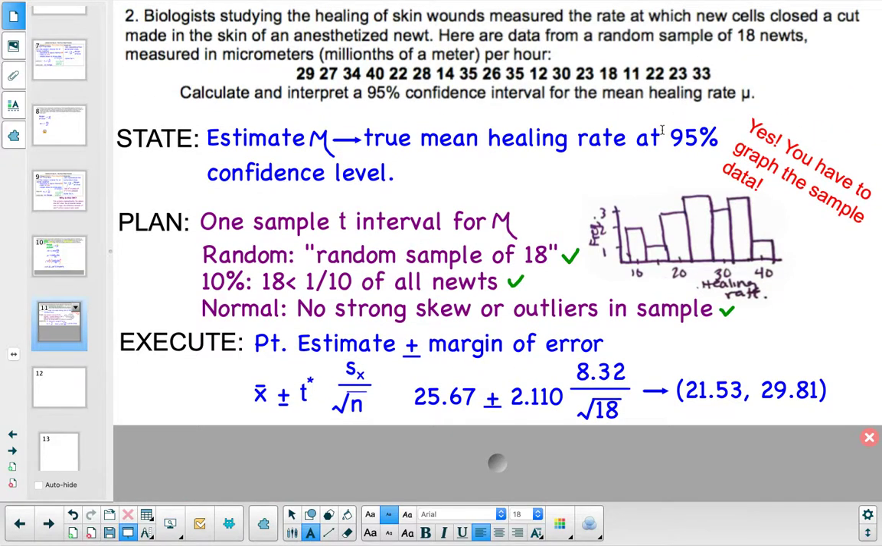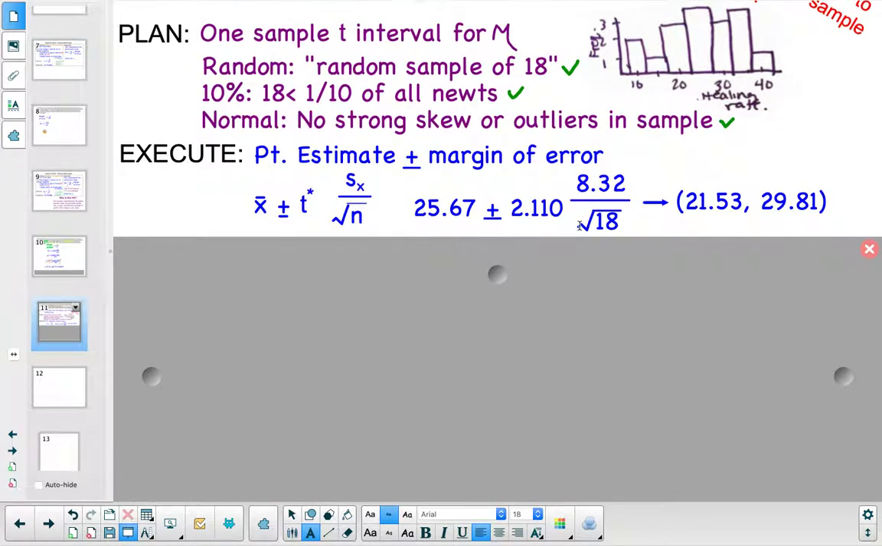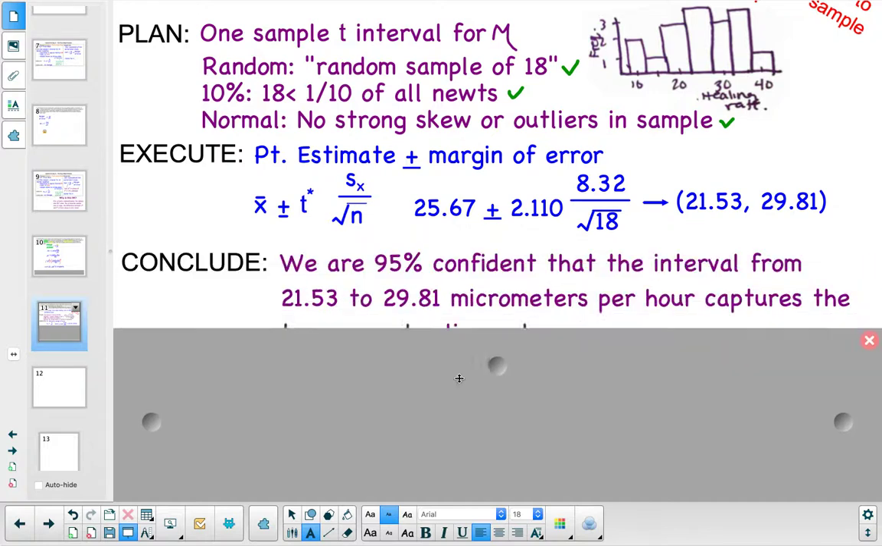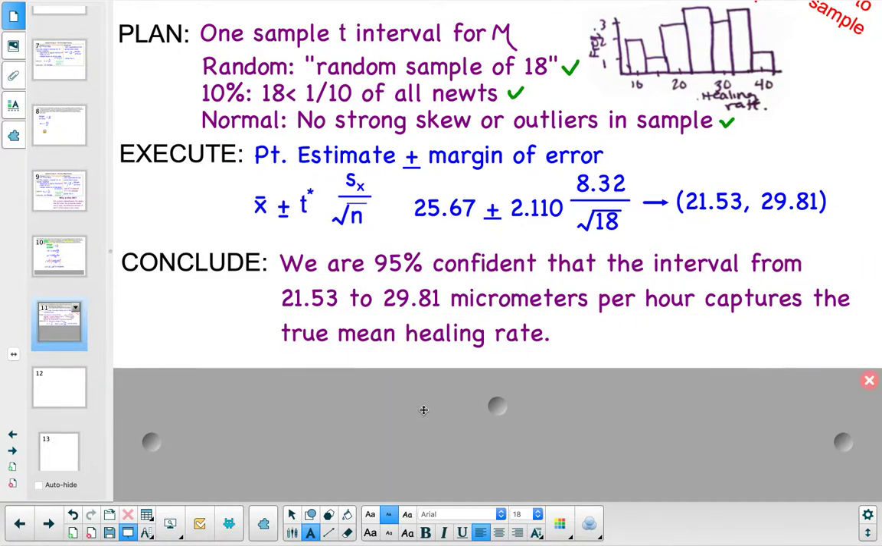Did they say 95%? They didn't say. That's just what we're going to do. Oh, they did say 95%. 8.32 divided by the square root of 18. You get this interval, the upper bound, the lower bound. And your conclusion: we are 95% confident that the interval from 21.53 to 29.81 micrometers, check out those units, per hour captures the true mean healing rate.